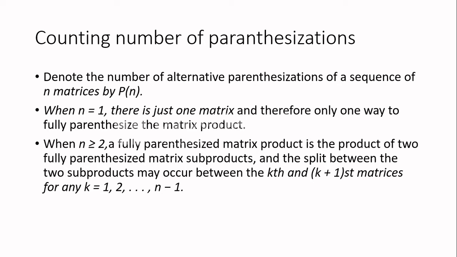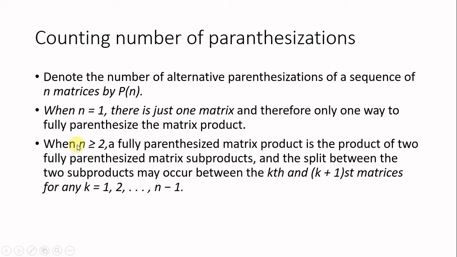Before going to solve this problem, let us count the number of parenthesizations possible for a sequence. Let us denote the number of alternative parenthesizations of a sequence of n matrices by P(n). P(n) will give you the number of different parenthesizations. When n equals 1, there is just one matrix, so there is only one way to fully parenthesize the matrix product.